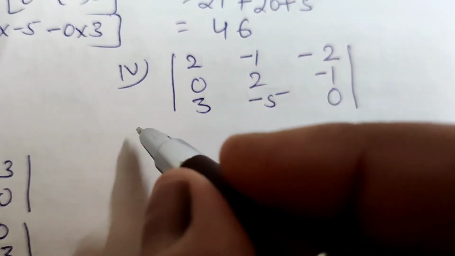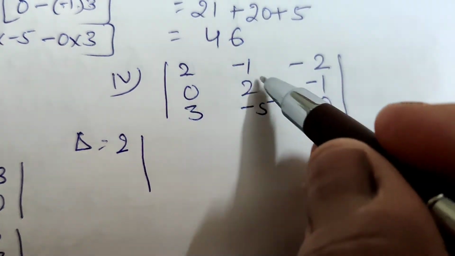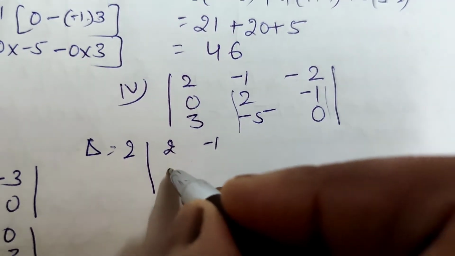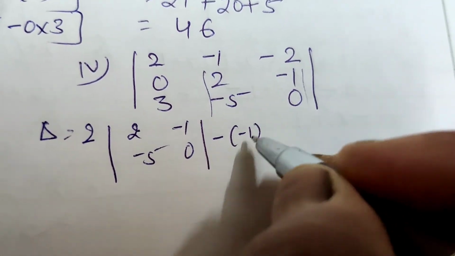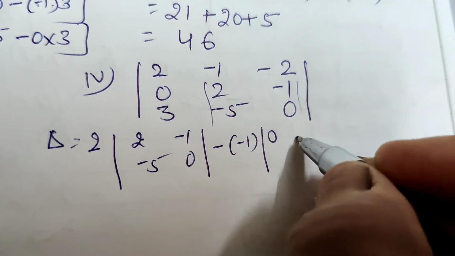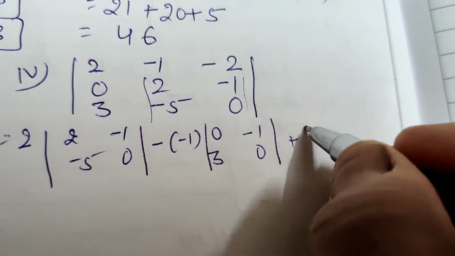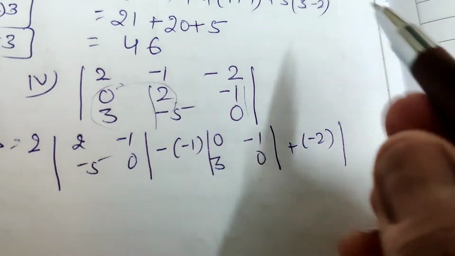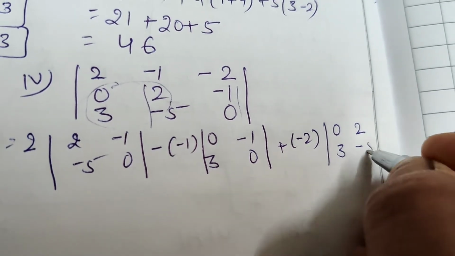Fifth, the process is the same. 2 means first number multiplied to this determinant 2 minus 1, minus 5, 0. Again minus 1 multiplied to 0 minus 1, 3, 0. And the third number minus 2 multiplied to this determinant 0, 2, 3, minus 5.